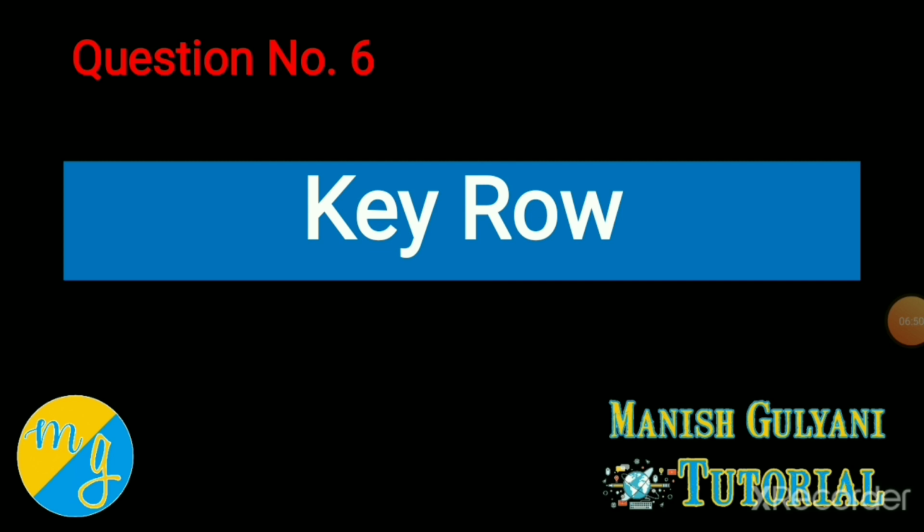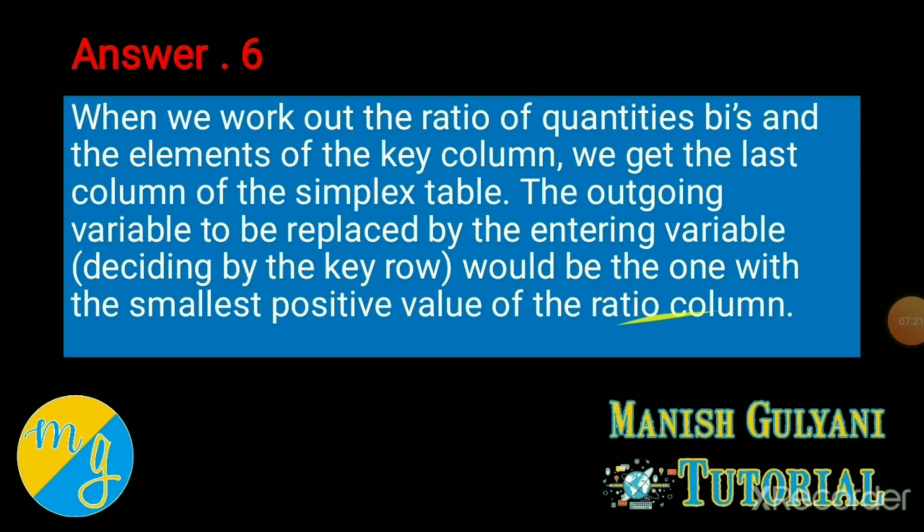Now the next concept is key row. Key row is also known as your pivot row. This concept you have also heard in the simplex method. Now what is key row? If you remember, in the simplex method, in the last part of the table, you have to calculate the value of minimum ratio. Then in the minimum ratio, you have to identify the minimum value. So in which row your minimum value lies, that row is known as key row, pivot row. Clear?